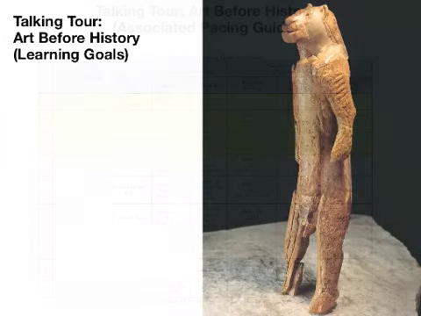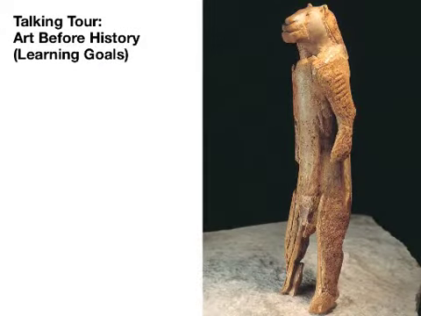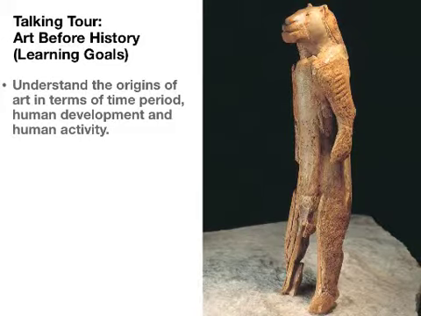Alright, so before we begin, let's look at some of our learning goals. These are important to keep in mind as we get through the chapter. The goal of this chapter, and indeed the goal of Unit 1A, is to help you to understand the origins of art in terms of time period, human development, and human activity. As we've talked in class, art is not created in a vacuum. It comes out of a context of space and time. And indeed, that context changes. And so the meaning of a piece of art can actually change over time.